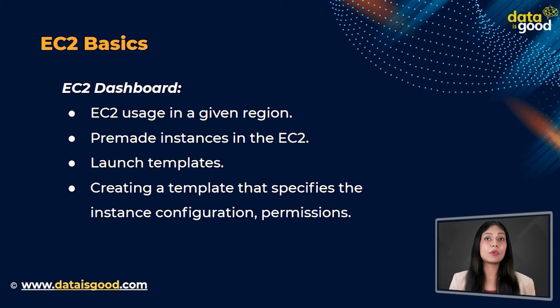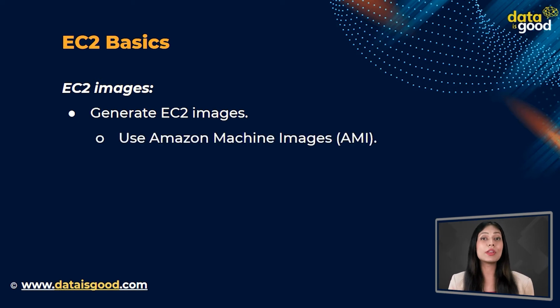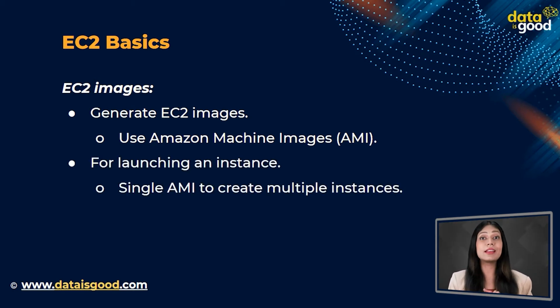The second term of the EC2 section is EC2 Images. AMI is used to generate EC2 images. When we launch an instance, we use Amazon Machine Images, or AMI. Images provide the necessary information for launching an instance. We can also use a single AMI to create multiple instances.